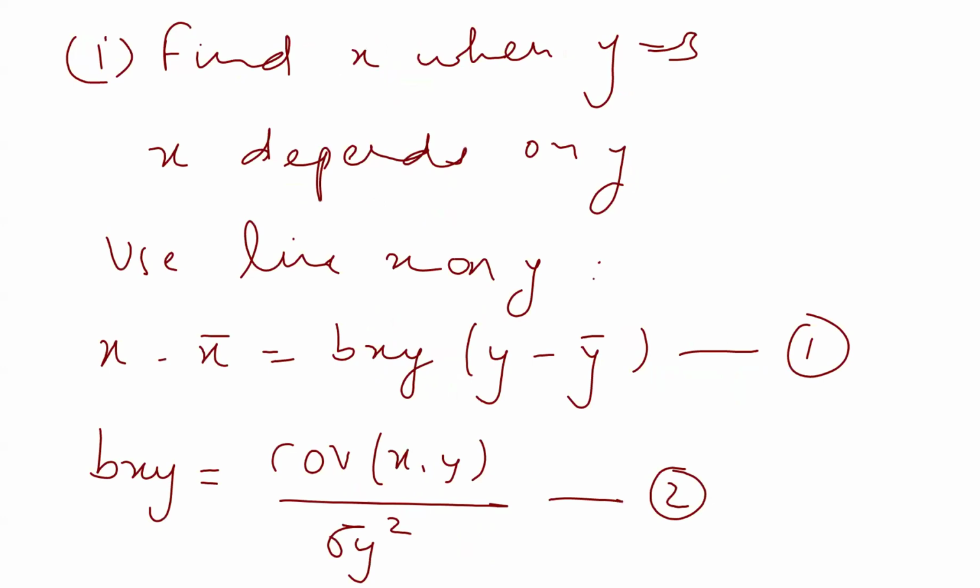Now look at equation number 2. We have calculated covariance between x and y. Now we'll go ahead with standard deviation of y square. Now always calculate variance of whatever value is there first. So variance of y is equal to summation y square upon n minus y bar square.